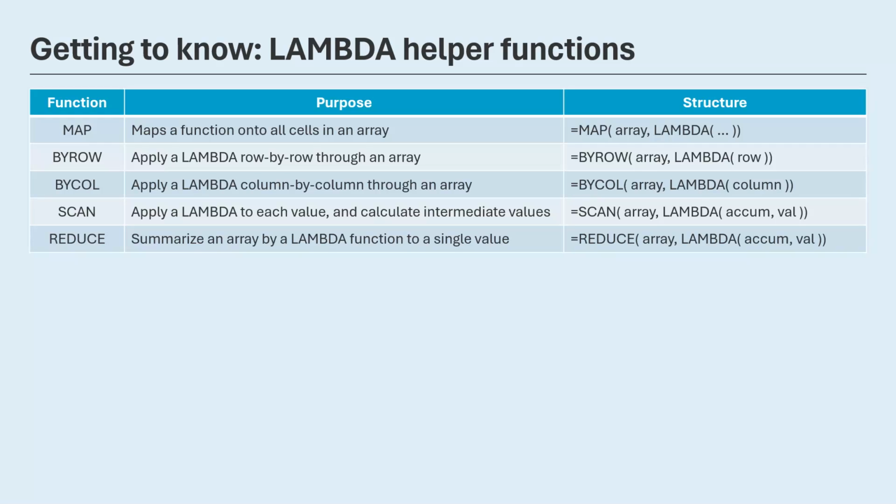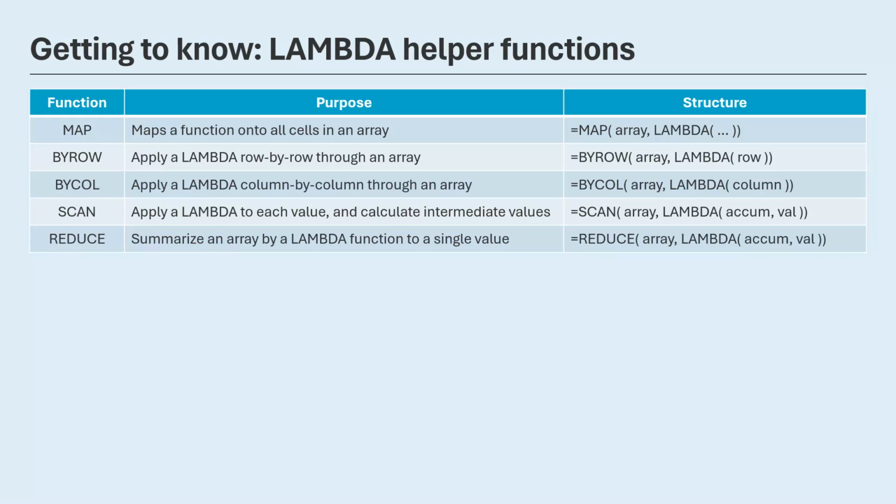In the case of the map function, all of the different values stay in their position in an array, and we use a Lambda function against each one of those. In byrow, it goes row by row down the data set. In bycol, it goes column by column across the data set. In the case of scan, it goes across the array, but it also creates the intermediate values along the way. And then finally, in this video, we'll talk about reduce.